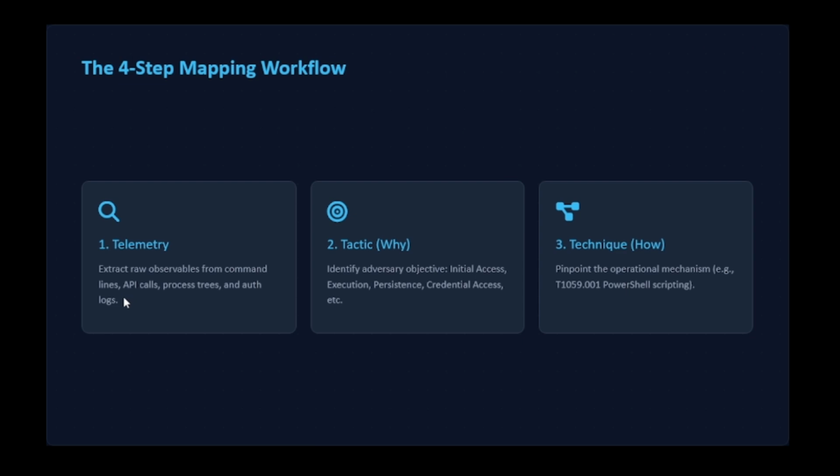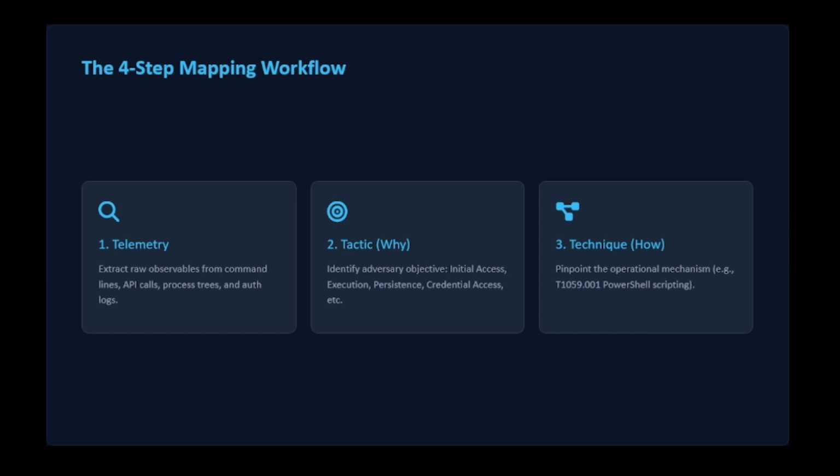So first, telemetry. That's where you get those raw alerts, that raw information, everything from command lines to API calls, process trees, log files. That's all flowing into your SIEM, flowing into your EDR, whatever program it is that's sending you this alert. That's basic telemetry.